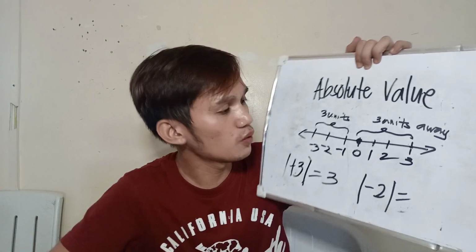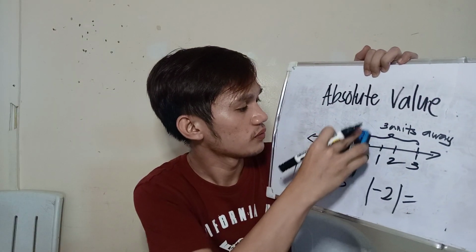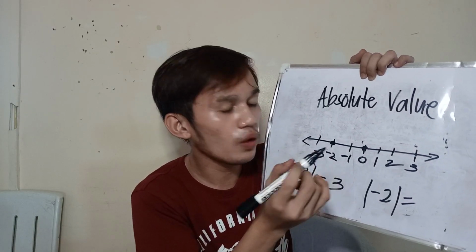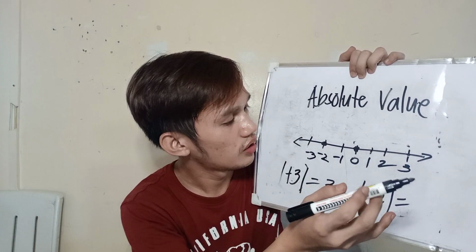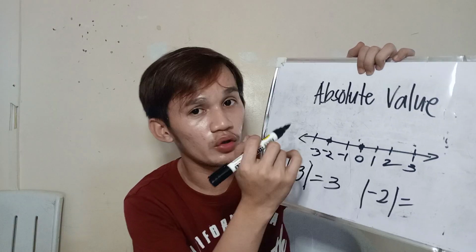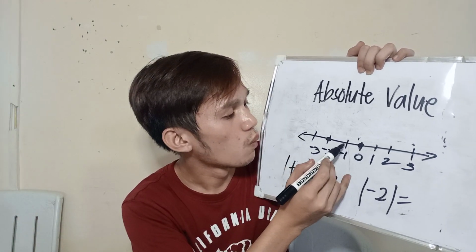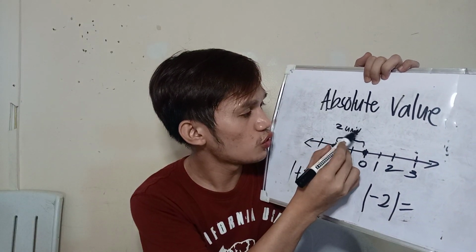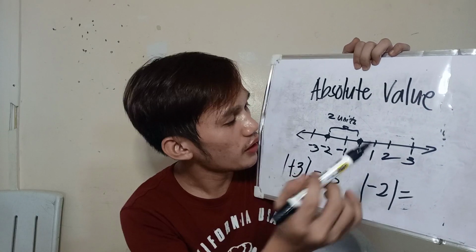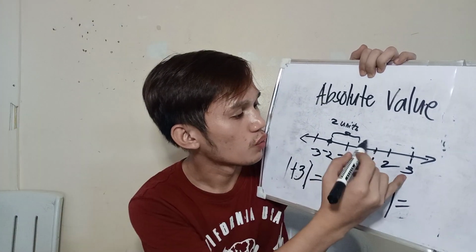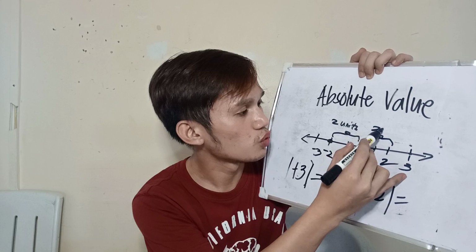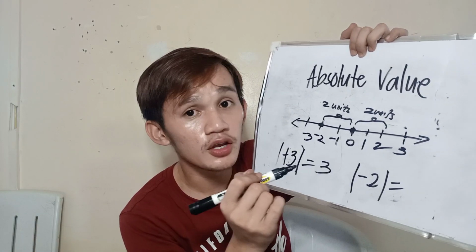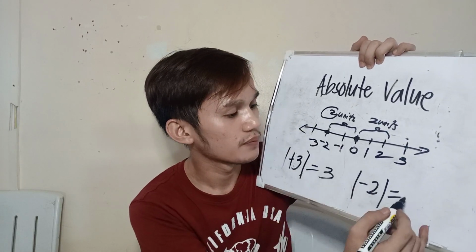How about the absolute value of negative 2? So let us have negative 2. You're just going to count. From negative 2 going to 0, or 0 going to negative 2, we have 1, 2. So this is 2 units away. How about on the other part? We have 1 and 2. So we have 2 units as well. So meaning the absolute value of negative 2 is 2.